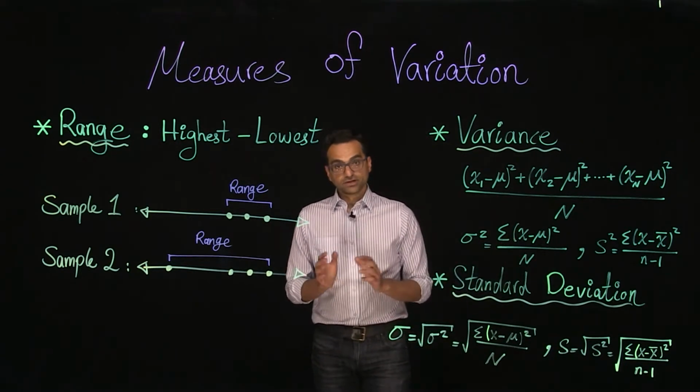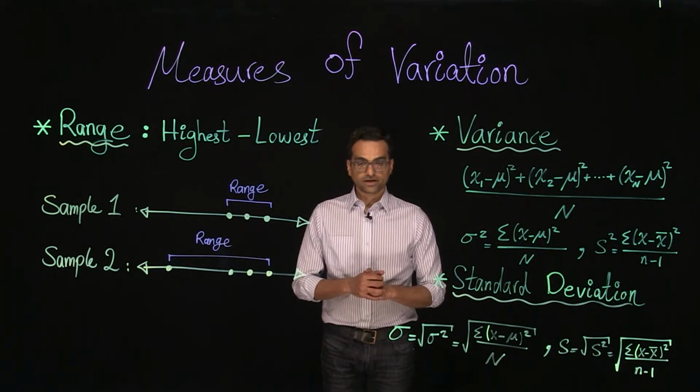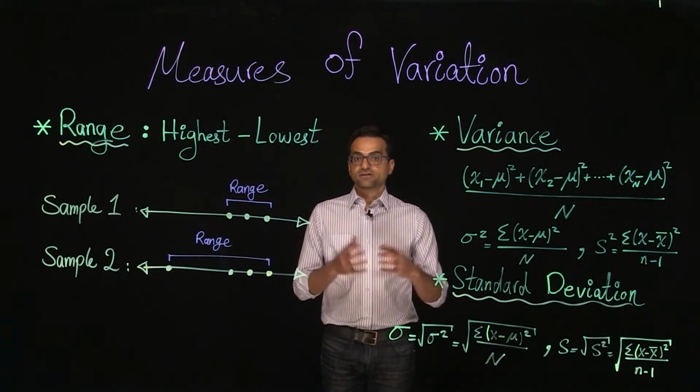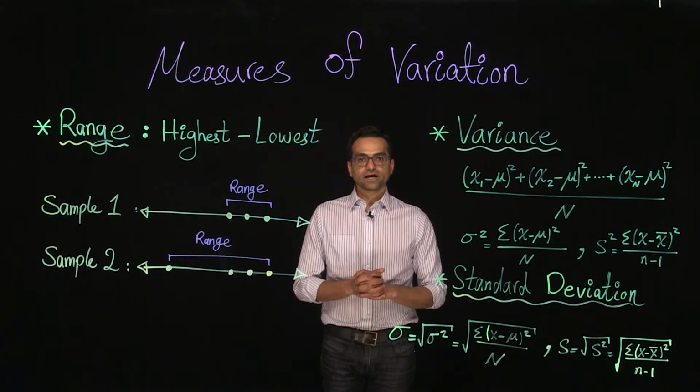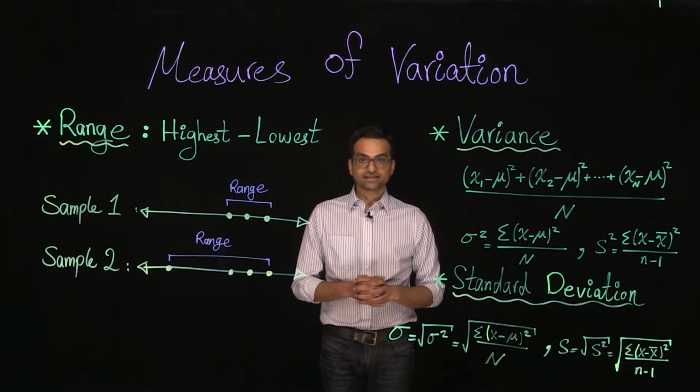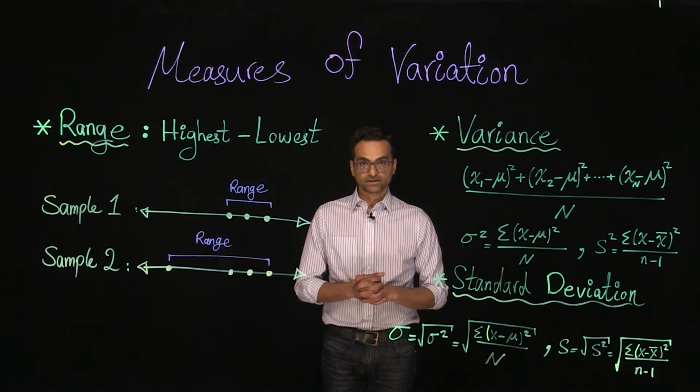Standard deviation is literally the square root of the variance. We don't have a separate formula to calculate standard deviation. It is variance, and then we take the root of that. The unit of the standard deviation matches the unit of the data points, and that makes it very easy to interpret.